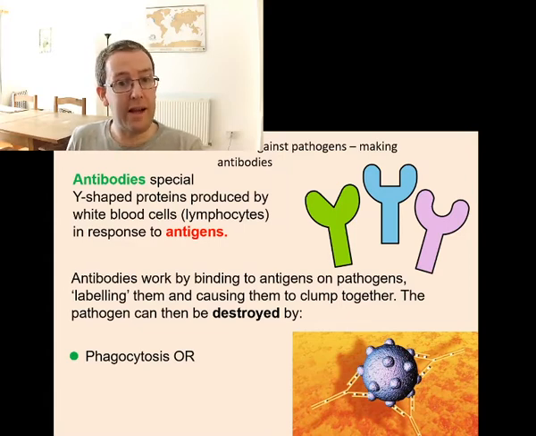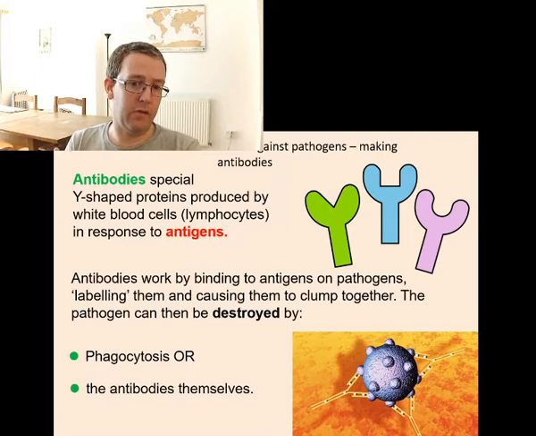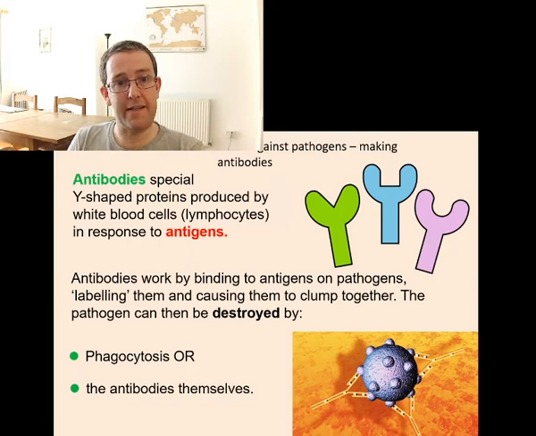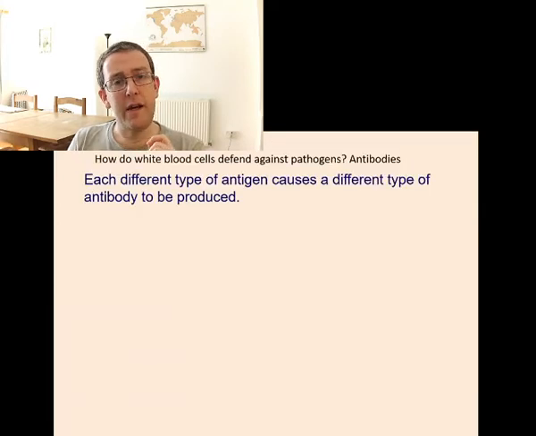Okay, so they label them up so the phagocytes can grab them more easily, clump them together so they can be destroyed by phagocytosis, or the antibodies themselves can disrupt the viral particles or bacterial particles. Also, if those spikes are covered up, that virus is not able to infect one of your cells, so the virus is effectively immobilized. Okay? And those are antibodies. So, you need to have a special antibody for every antigen.